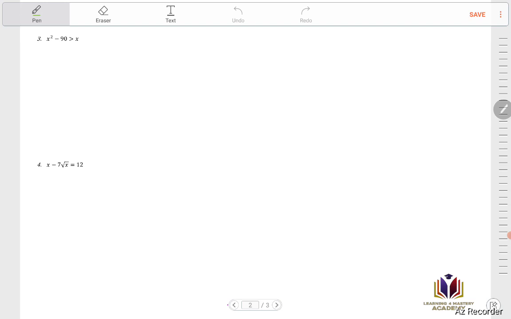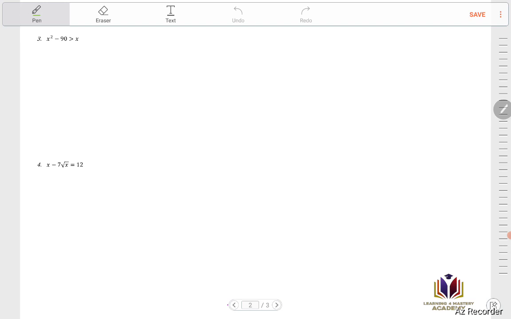After that, once you have your critical values, then you have to draw a number line. The number line will then lead you to your final answers, which will be interval or intervals. Okay, now let's get to work.